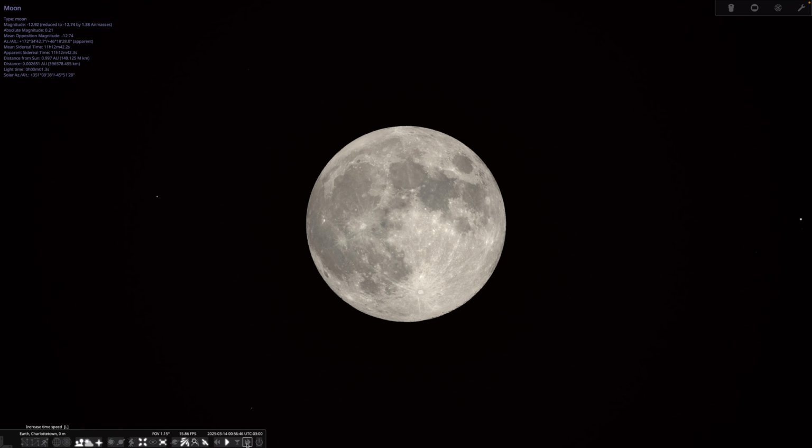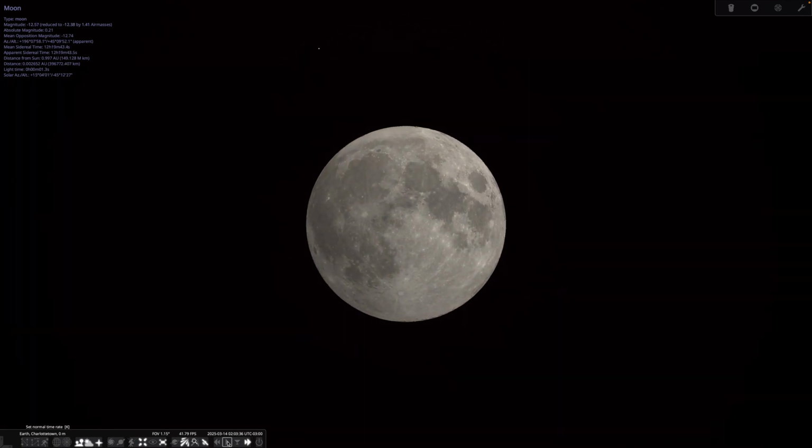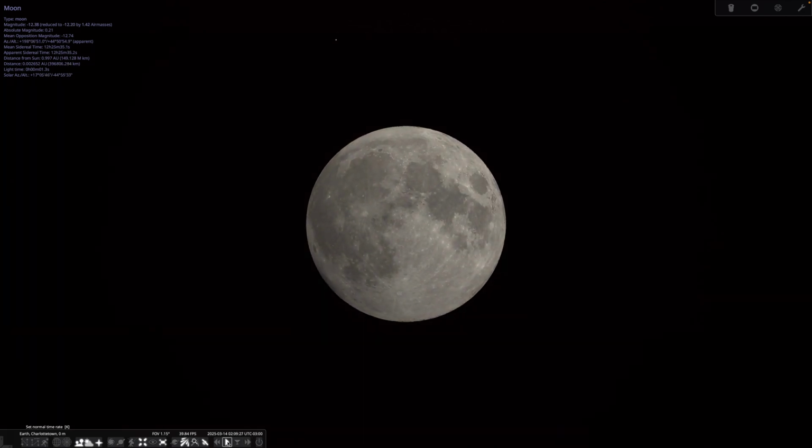So right pretty much exactly at 2 o'clock, we are going to start seeing what is called the penumbral shadow. So that penumbral shadow looks like that as it comes over. That penumbral shadow is the outer shadow that we've talked about. And that outer shadow is only a part of the picture.